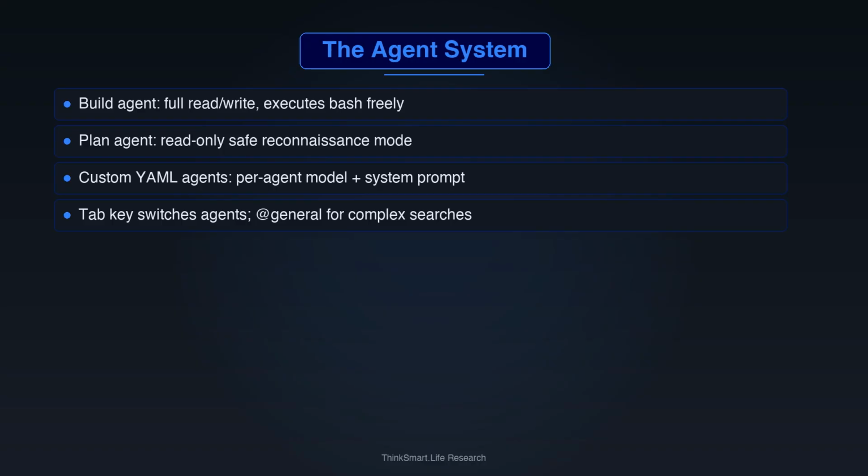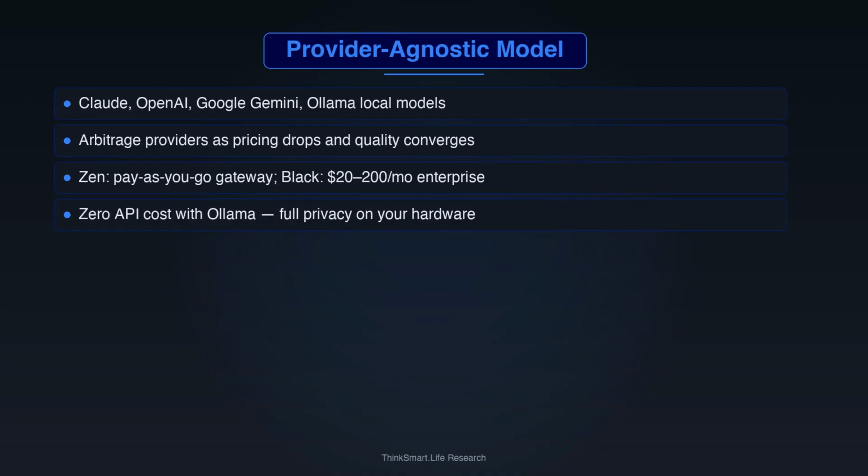Beyond these two, users can define custom agents as YAML files. Each agent can have its own model assignment, system prompt, and tool configuration. Want a test writer agent always on GPT-4o and a security reviewer on Claude? That's exactly what OpenCode supports.